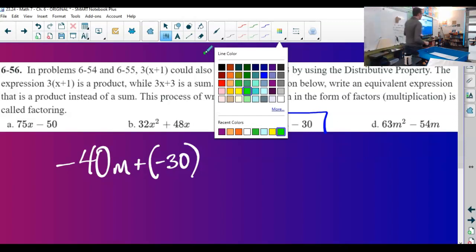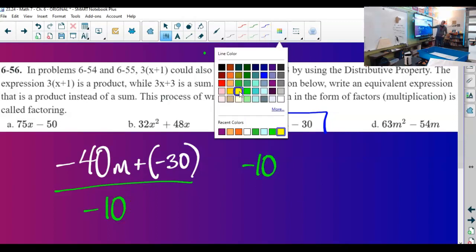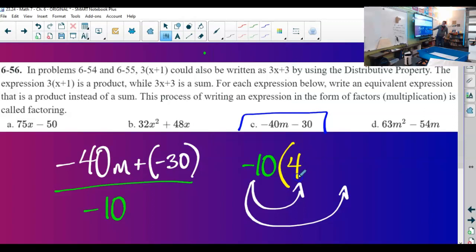Ashley, what could negative 40M and negative 30 both divide by? Can we go bigger? Yeah, and since they're both negative, we could actually take the whole negative 10. So if we set up, negative 10 is going to be the multiplier. Negative 10 times what makes negative 40M? 4M. And then negative 10 times what makes negative 30?